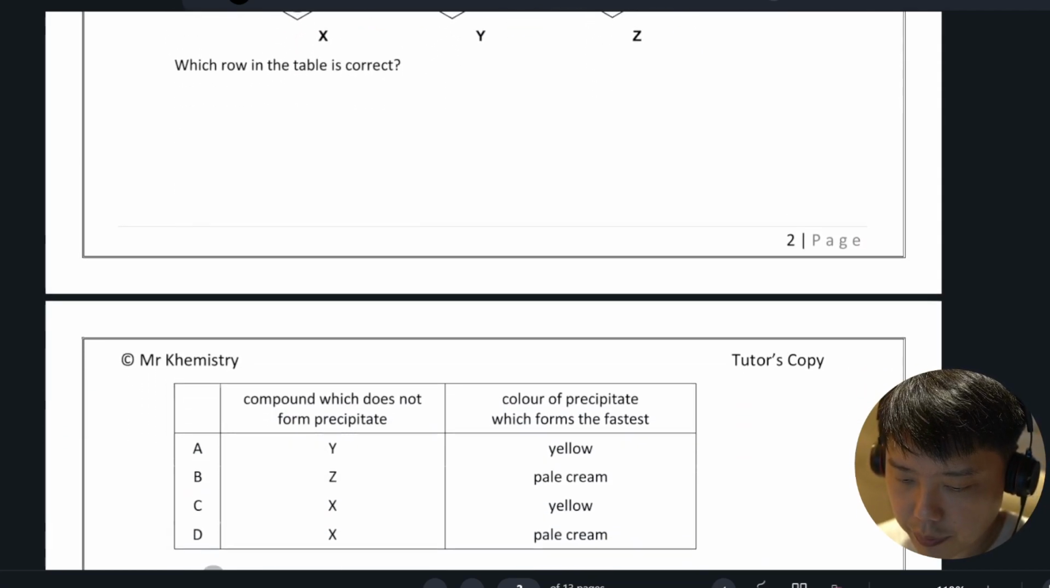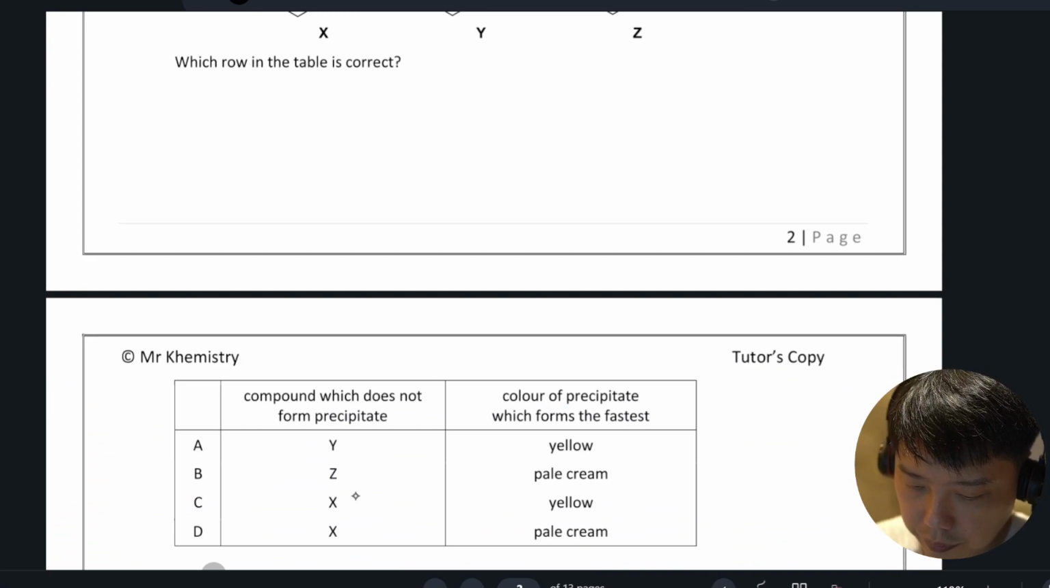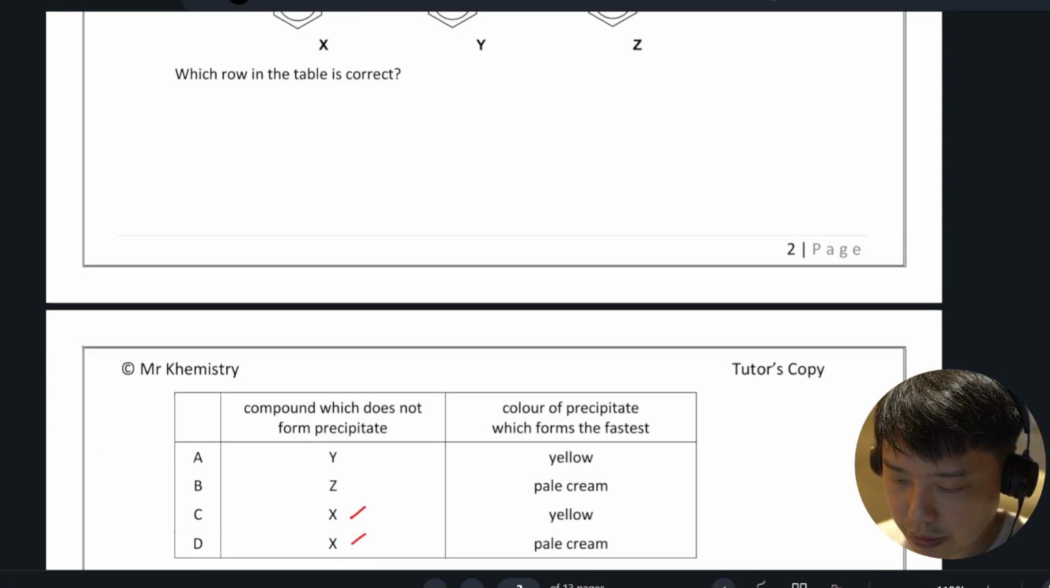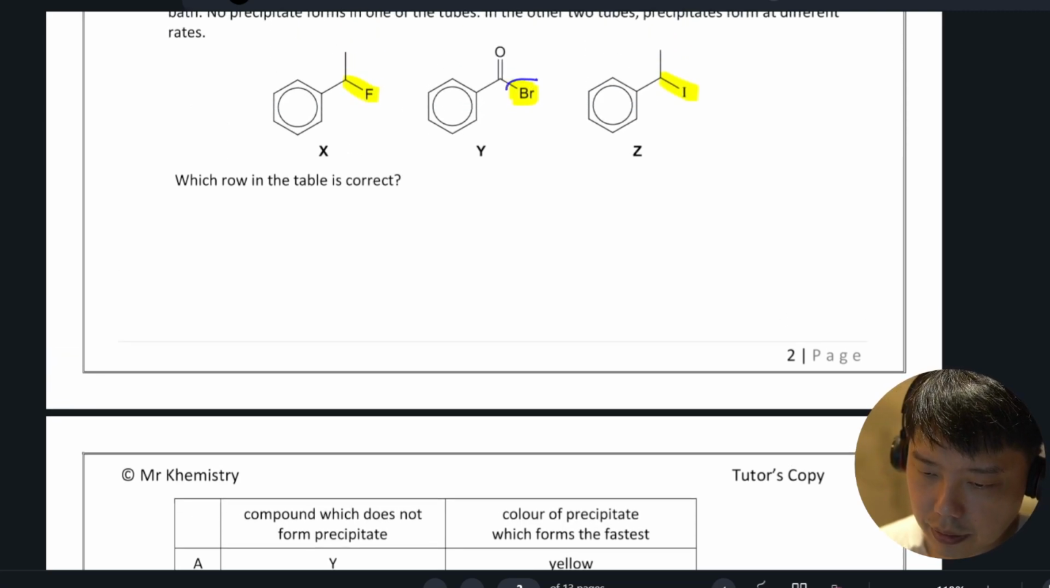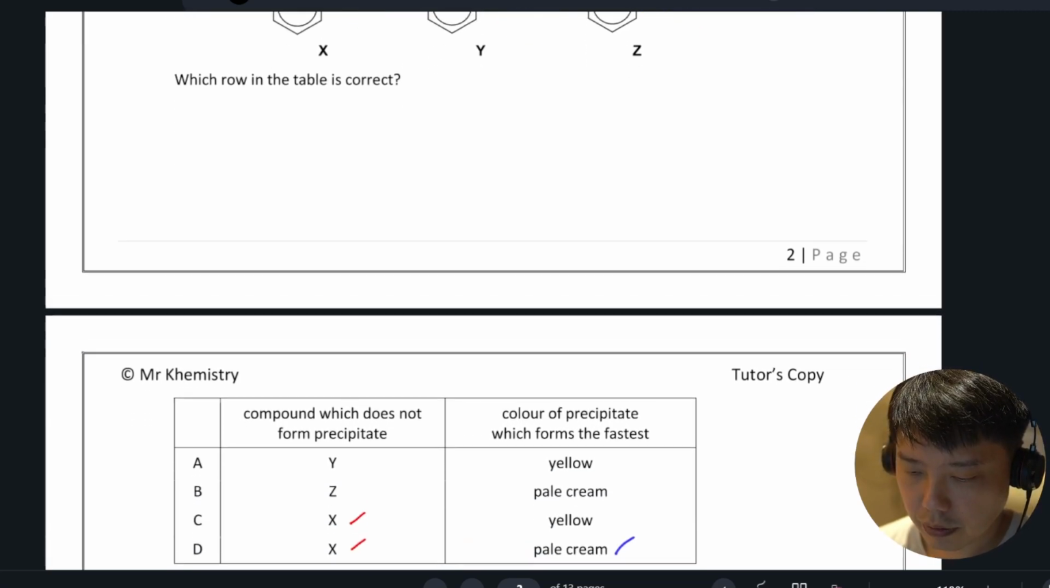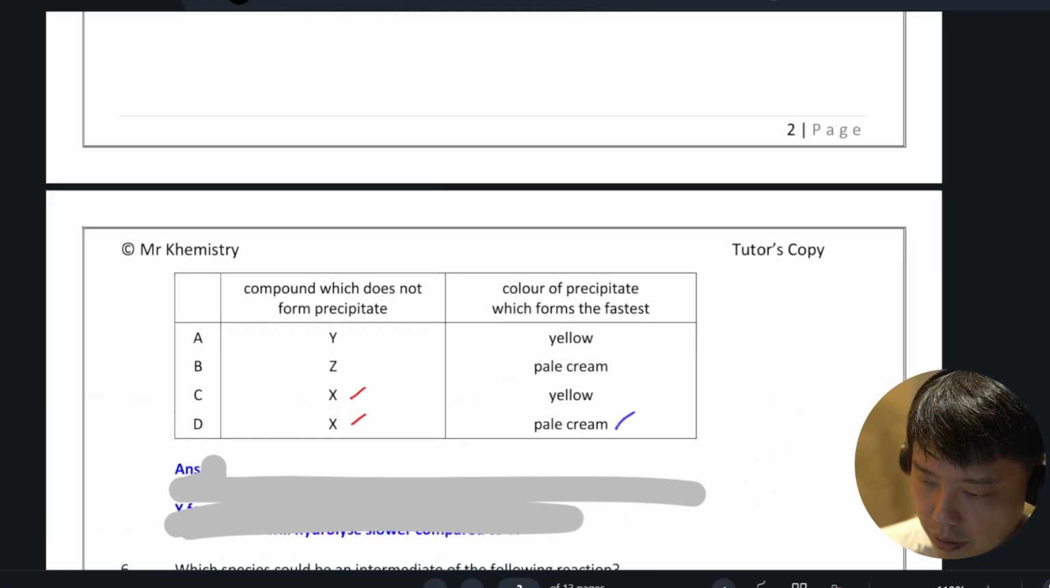One that doesn't precipitate is X, option C and D. Which precipitate forms the fastest should be yellow. Sorry, not yellow. My bad. Should be cream, pale cream. Okay, because the acyl bromide is the most reactive. Okay, so our option here should be D.